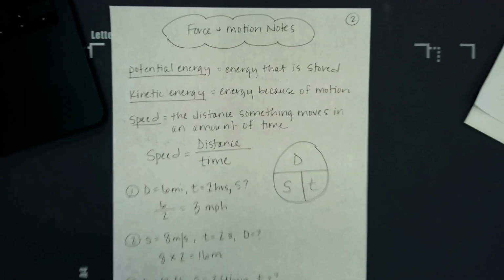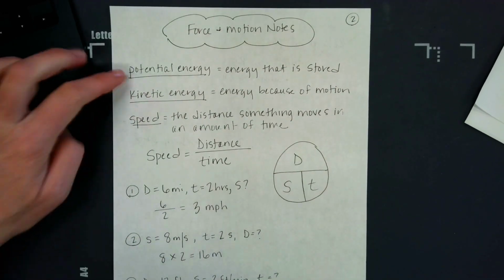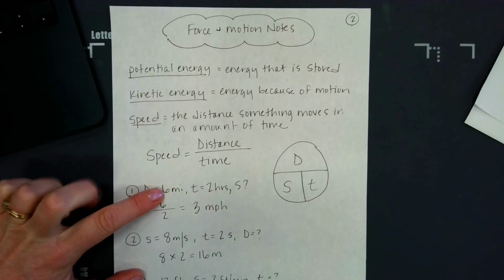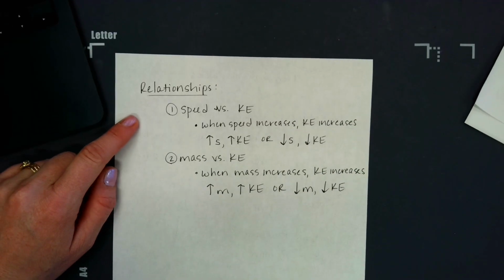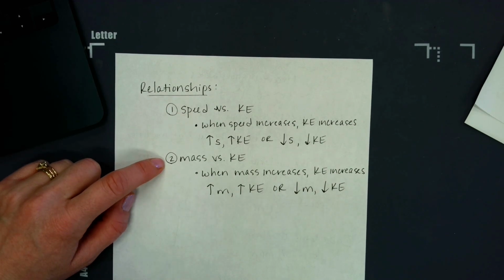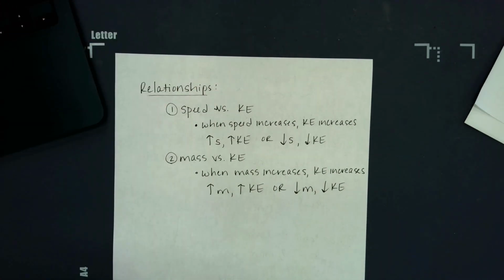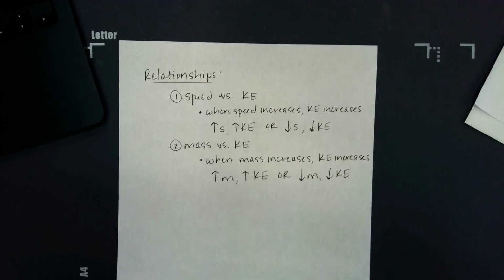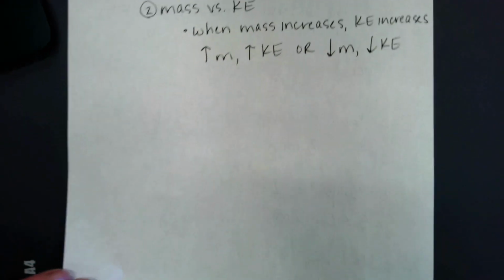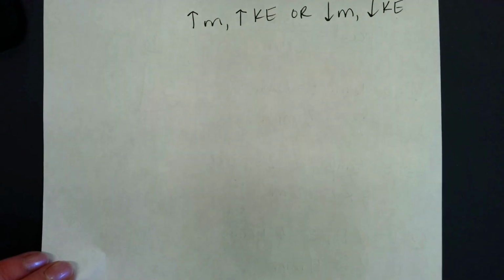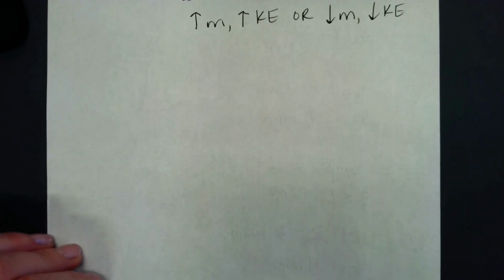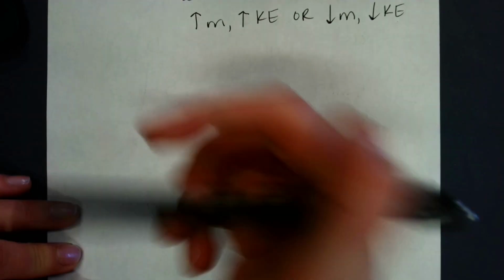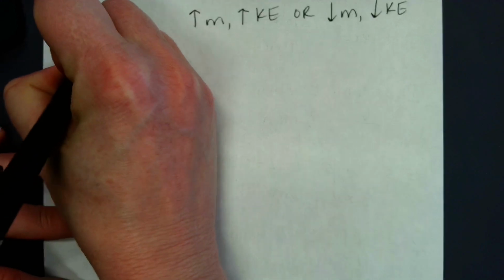To just add to the force and motion notes we've already started. We've talked about potential energy, kinetic energy. We did the speed formula already, okay? And then we talked about the relationships between speed and kinetic energy, and then mass and kinetic energy, okay? We've already done that. So today, we're going to focus on those graphing relationships, which is going to help us understand who has a bigger impact, speed or mass, okay? So graphing relationships.